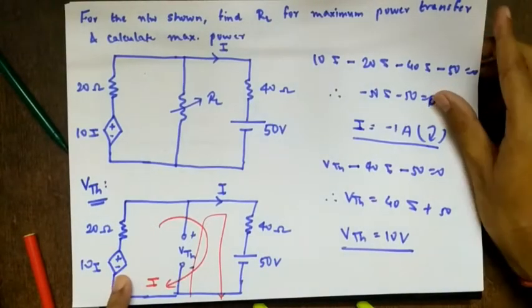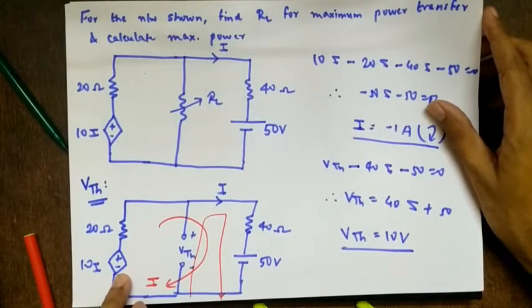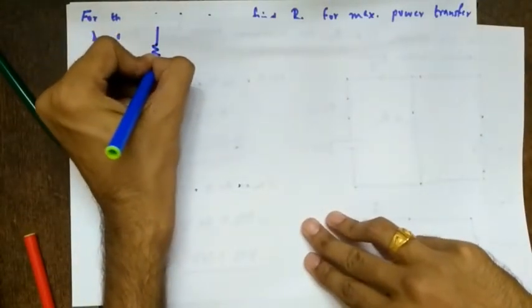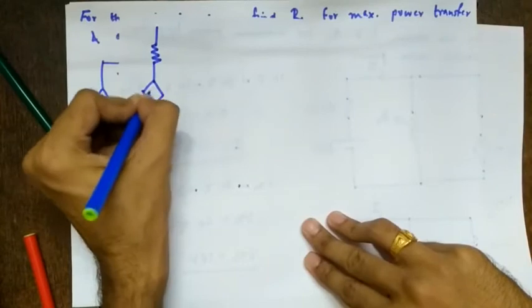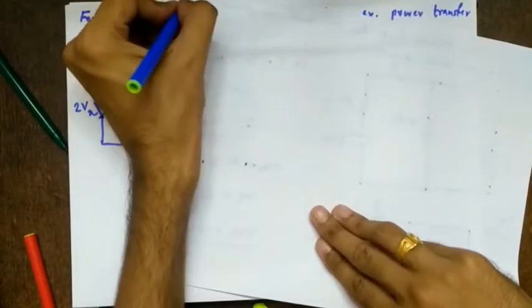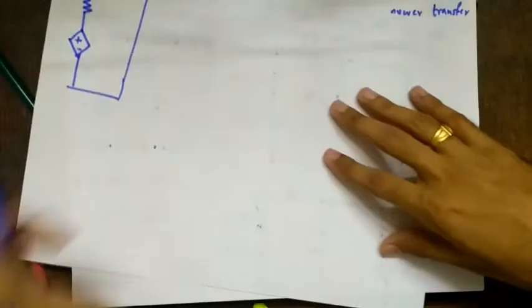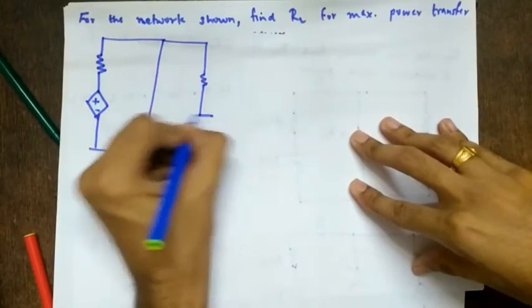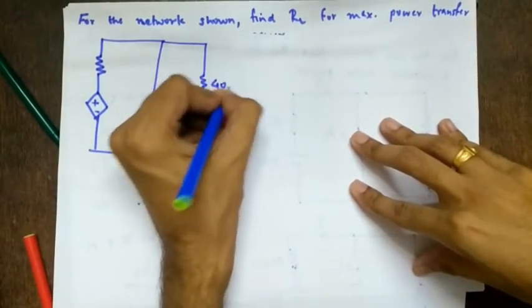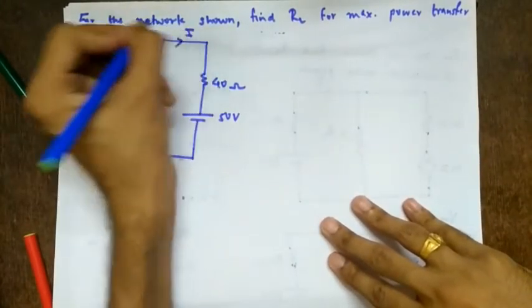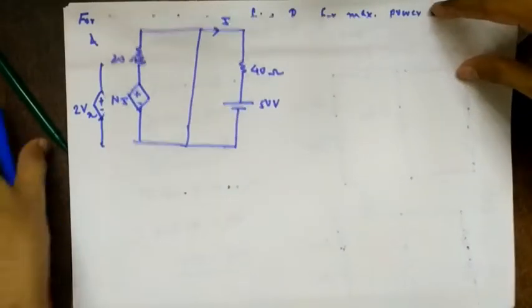Next, what do we have to find? RTH. But we have a dependent source here, as opposed to the previous sum which had an independent source. So what will we do? Instead of opening it, we'll remove the load and short it. Rest all will be the same, and we'll have a dependent source also. So this is 40 ohms, this is 50 volts, this is 10I, this was that I, this is 20 ohms, if I am not wrong. So 20, 40, yeah.